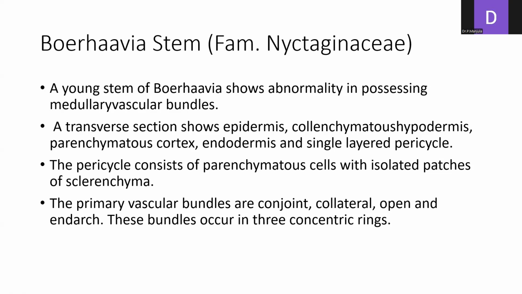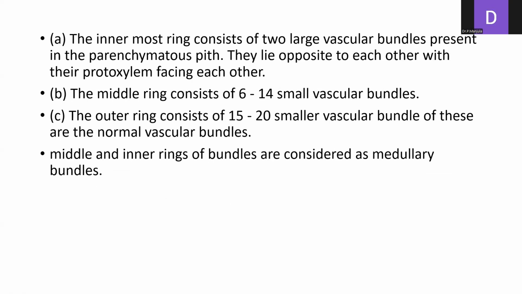These bundles occur in three concentric rings in Boerhavia. The innermost ring consists of two large vascular bundles present in the parenchymatous pith. They lie opposite to each other with their protoxylem facing each other. The middle ring consists of 6 to 14 small vascular bundles, and the outer ring consists of 15 to 20 smaller vascular bundles. These are the normal vascular bundles. So three rings of vascular bundles are seen in Boerhavia.